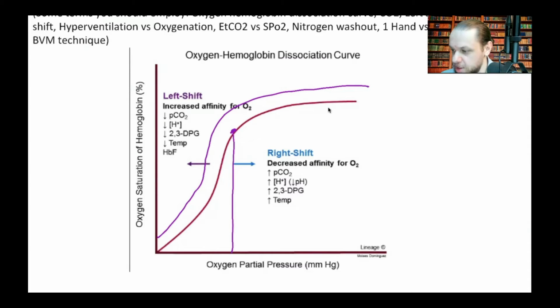I would also add CO poisoning here. Carbon monoxide poisoning is going to left shift and hold on to that oxygen, and the tissues are not going to see it. Right? Any questions about this one?